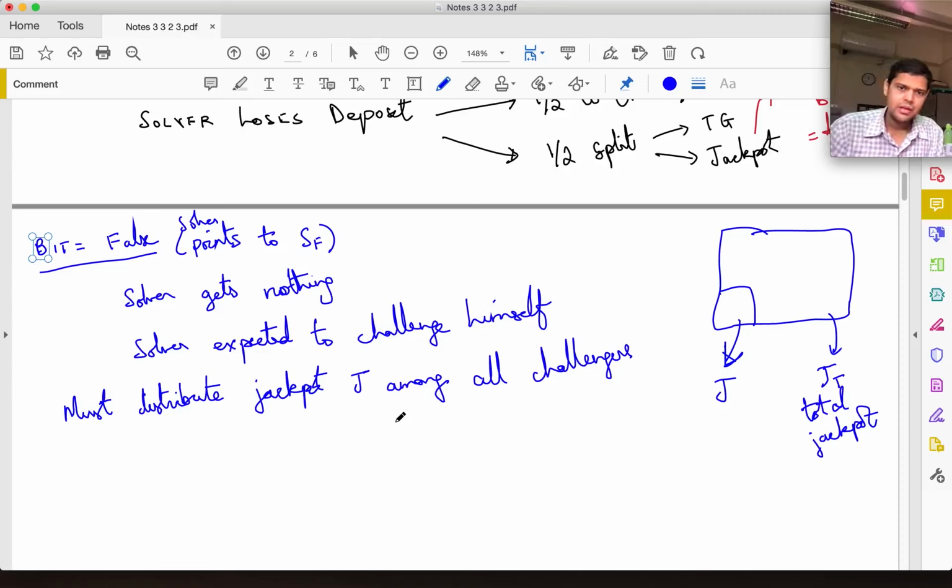Somebody can perform an attack, even the solver himself. He sees that the bit is false, so he wants a bigger reward. He knows it's going to be equally divided among all the challengers. So he is going to perform a Sybil attack. He's going to claim that he is many different challengers, and he's going to get a higher reward.